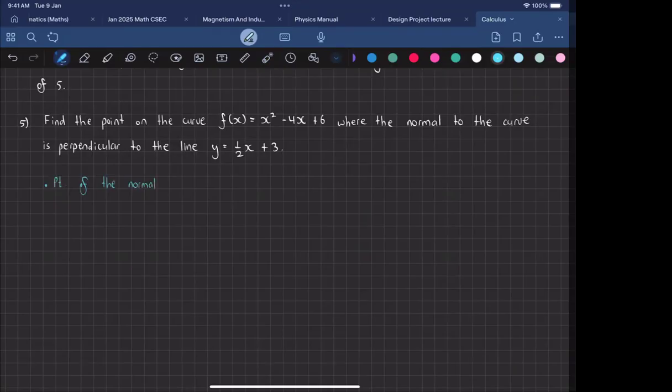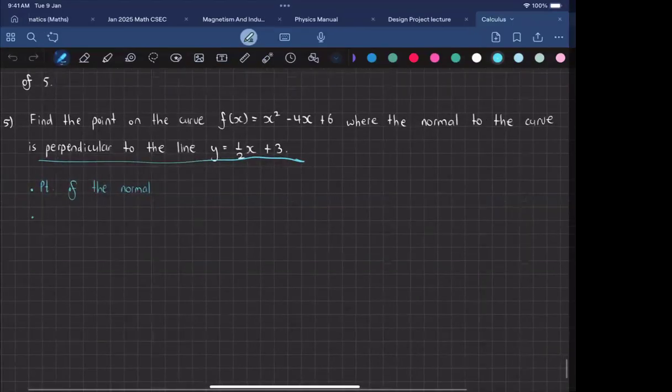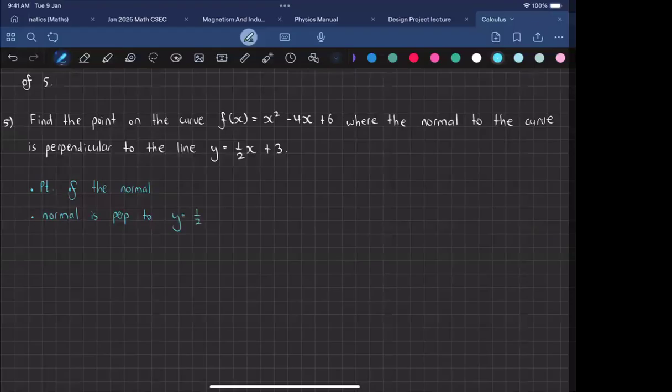Okay. And they are telling us that the normal is perpendicular to the line. Yeah. And it could be the negative reciprocal of the gradient. Yeah. I like what you're thinking. So if the normal is perpendicular to that, what would the gradient of the normal be? It could be -2. Yeah. Now let me see what you're gonna do next. That's it.